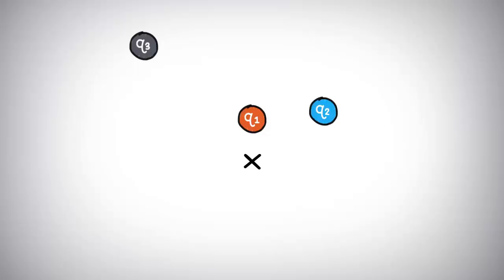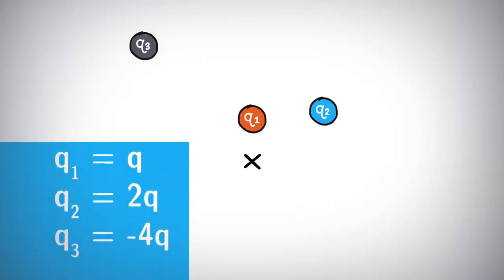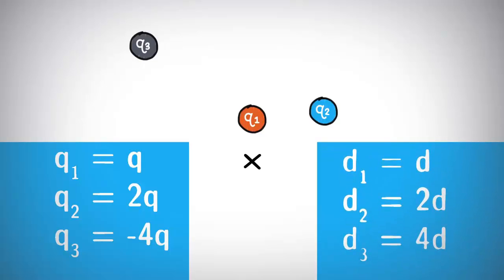Let's do an example where we calculate the net electric field at a specific location, marked by an X, due to 3 point charge sources, Q1, Q2, and Q3. Let's write down the charges in terms of a common charge magnitude Q greater than 0, with Q1 equal Q, Q2 equal to 2 times Q, and Q3 equal minus 4 times Q. Let's also write down the distances using a common length d greater than 0, where Q1 is at a distance d from location X, Q2 is at a distance 2d from X, and Q3 is a distance 4d from X. We will first calculate the electric field at X due to each source charge, one at a time, ignoring the other source charges.